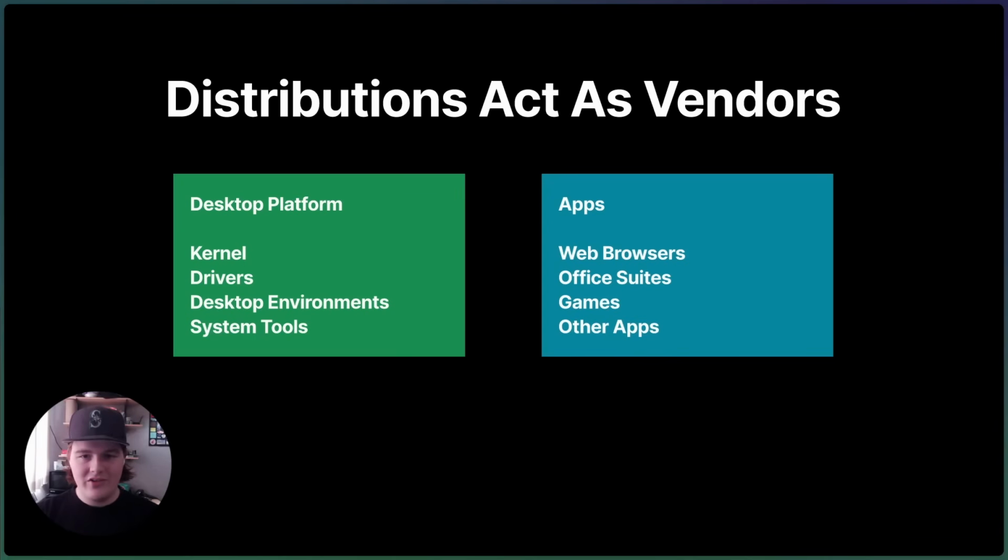Now, to explain the problem with this approach, I'm going to split packages into two types of packages you might want to install. You're going to have your desktop platform here. So this would have your kernel, your drivers, your desktop environment, super integrated system tools, things like that, just your desktop stack. And then you're going to have your apps. That would be your web browsers, your office suites, your games, things like that.